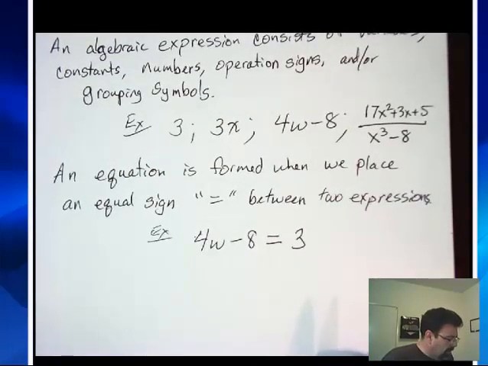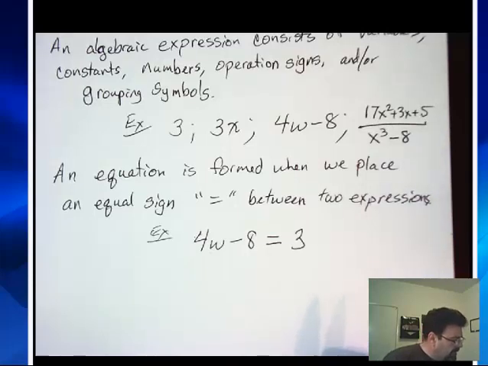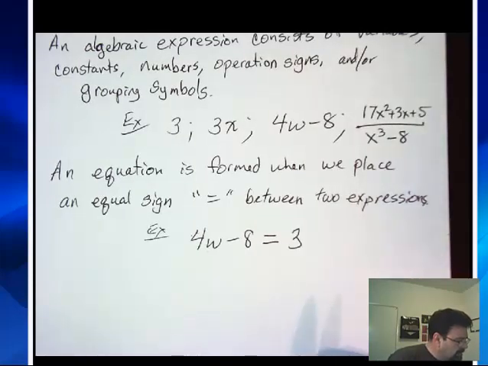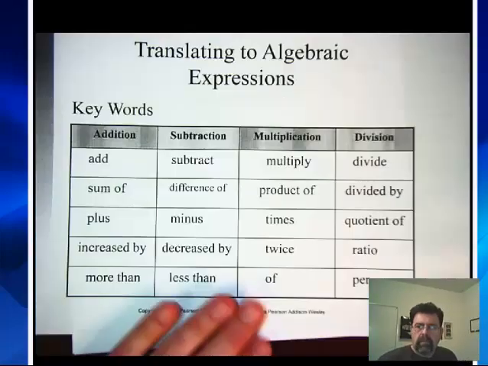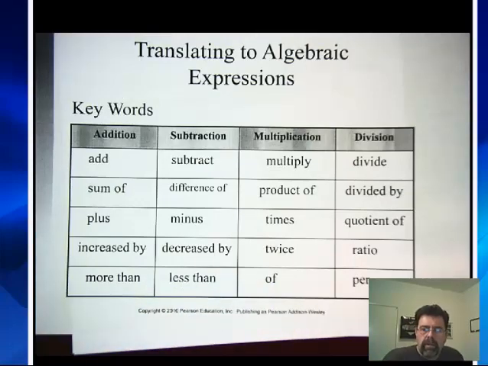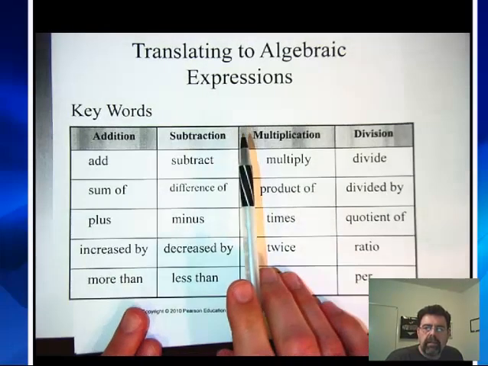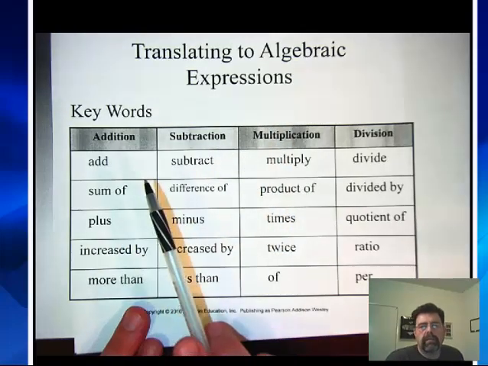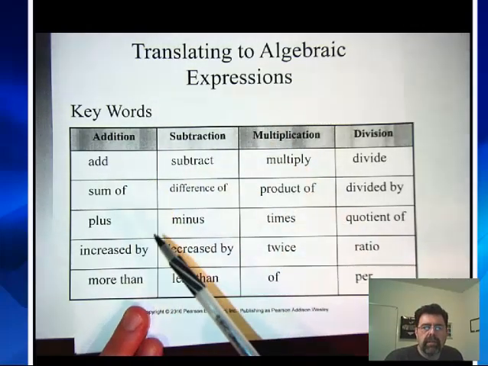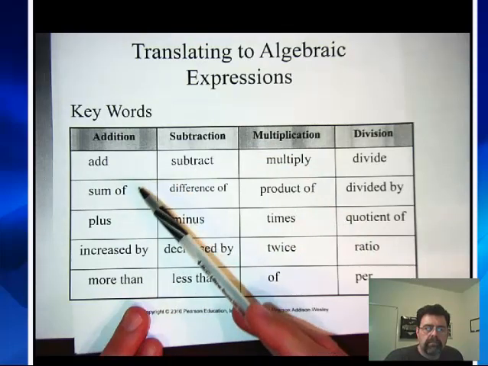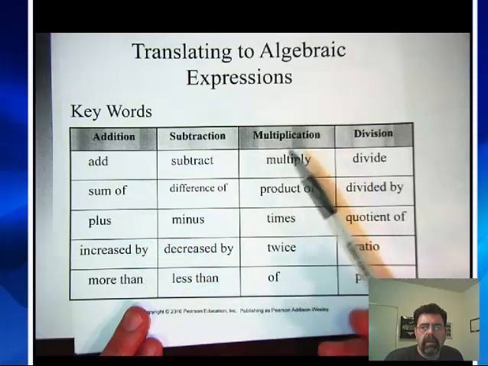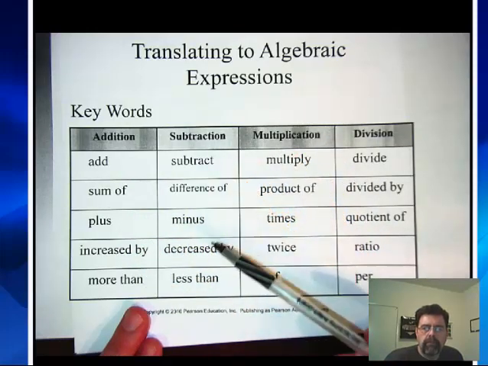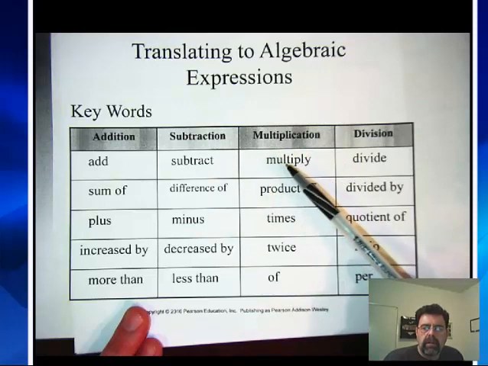So our next topic is we're going to be translating to algebraic expressions. Here are some keywords for translating. Addition: add, sum of, plus, increase by, more than. Subtraction, there you go, you can read those.